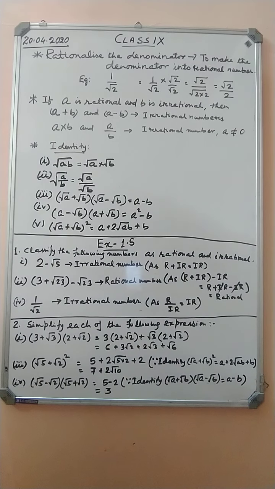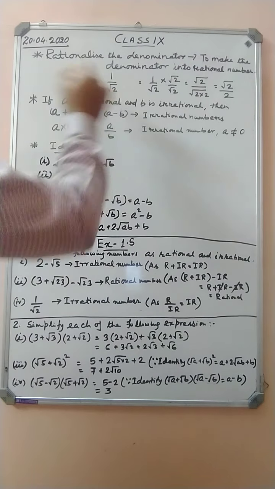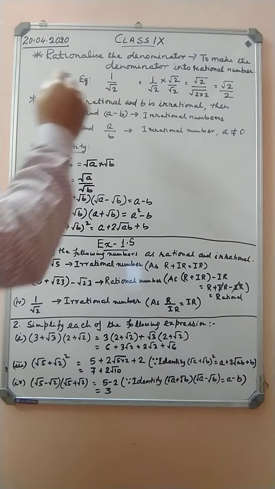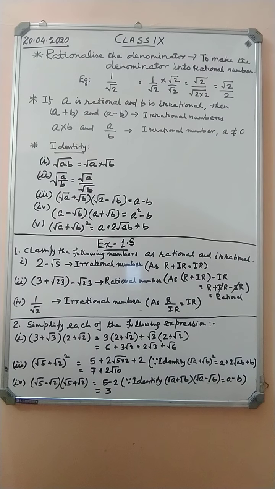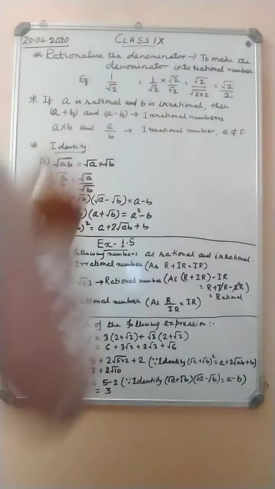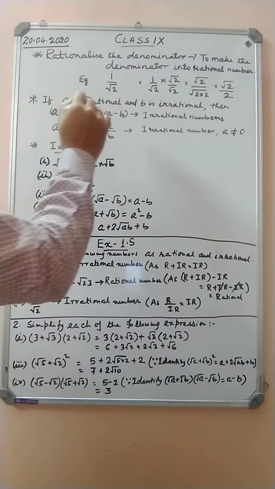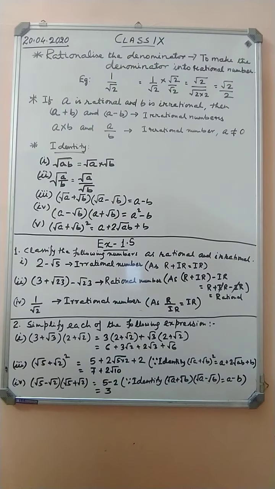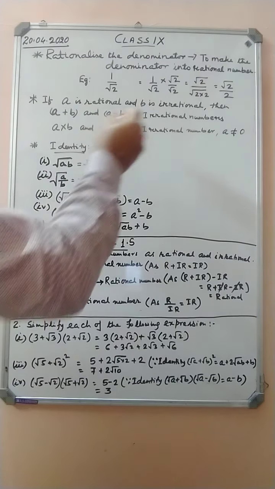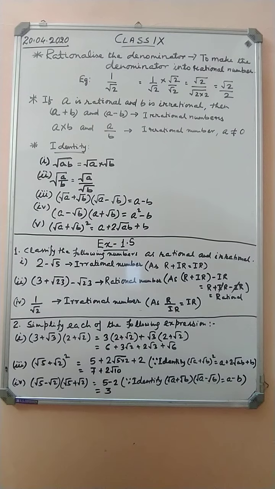Rationalize the denominator. So you can see here I have taken an example, 1 by root 2. 1 is a rational number, whereas root 2 is an irrational number. So for 1 by root 2, rationalize the denominator means to make the denominator into a rational number. So you have to make the denominator in the form of rationalization. That is rationalization. Okay. Now 1 by root 2, how will you rationalize?